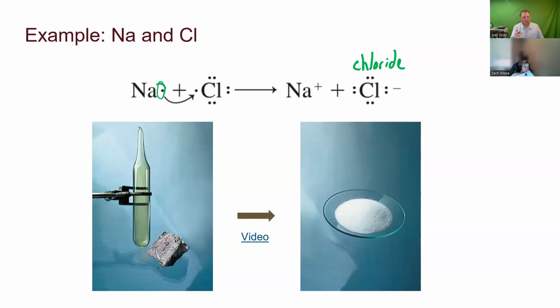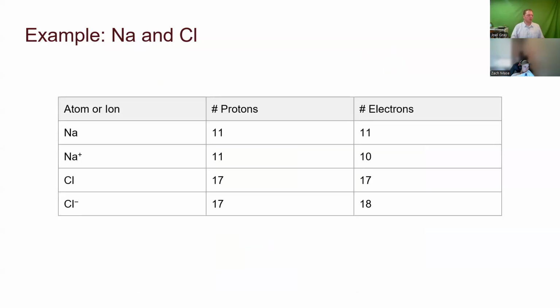Sodium says, I give you an electron. Chlorine says, I'm going to gladly take that electron. And they both have different charges. Now, what that looks like, here what we have is a difference. Na and Na plus, Cl and Cl minus.